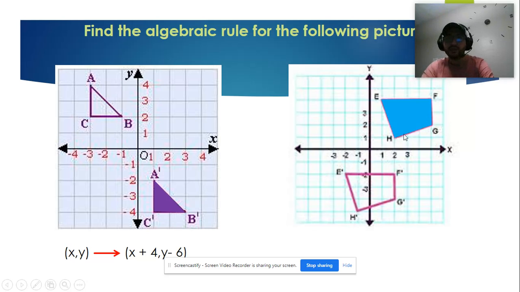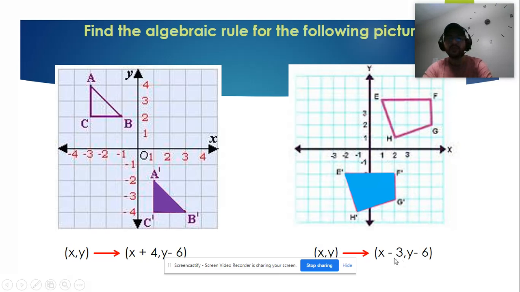Okay, now what about this one? This is the pre-image, this is the image. So first we move to the left and then we move down. Okay, so we're going to subtract on the x because we're moving to the left. We're moving 3 units, if I'm not wrong. Yeah, 3 units to the left and 6 units down.